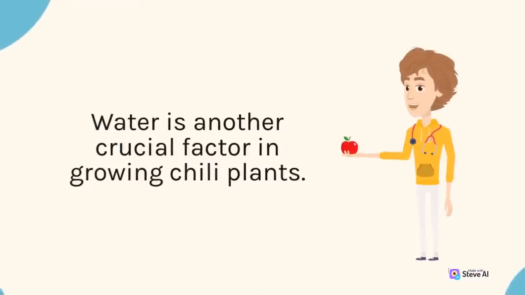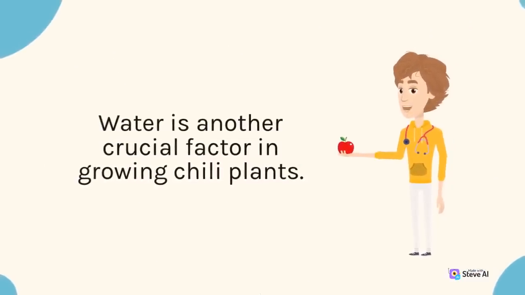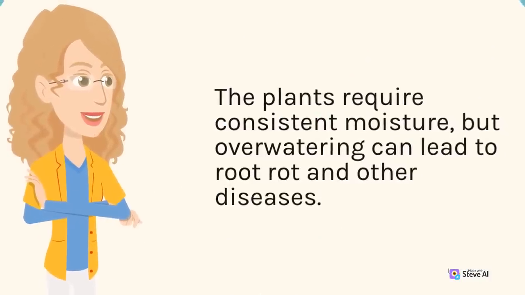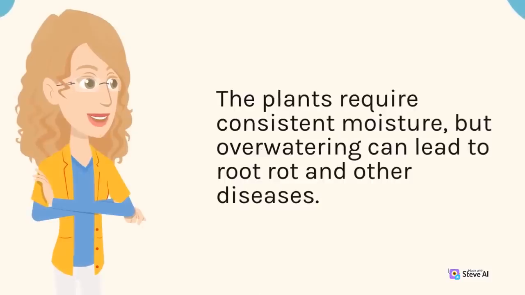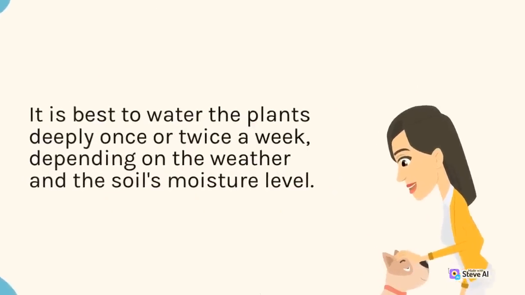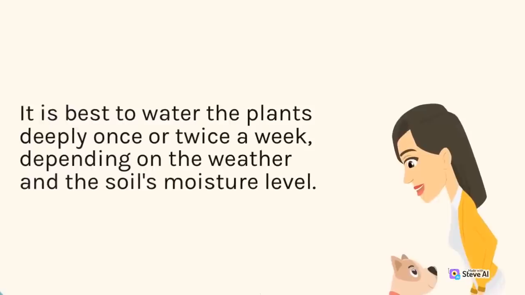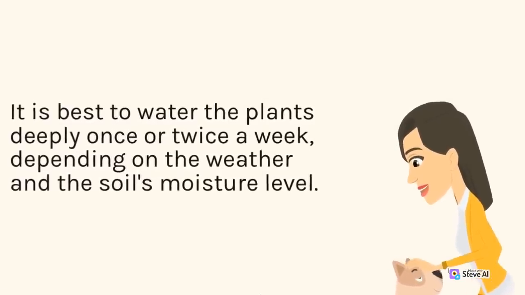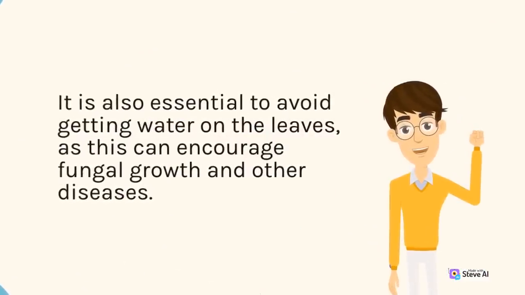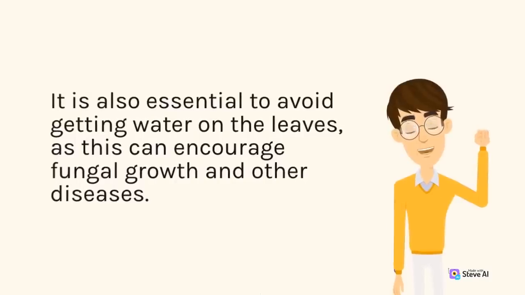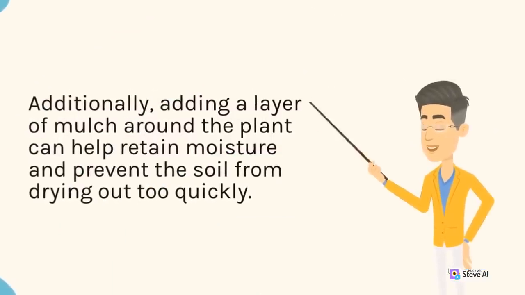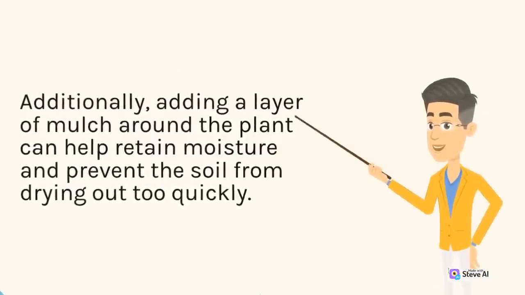Water is another crucial factor in growing chili plants. The plants require consistent moisture, but overwatering can lead to root rot and other diseases. It is best to water the plants deeply once or twice a week, depending on the weather and the soil's moisture level. It is also essential to avoid getting water on the leaves, as this can encourage fungal growth and other diseases. Additionally, adding a layer of mulch around the plant can help retain moisture and prevent the soil from drying out too quickly.